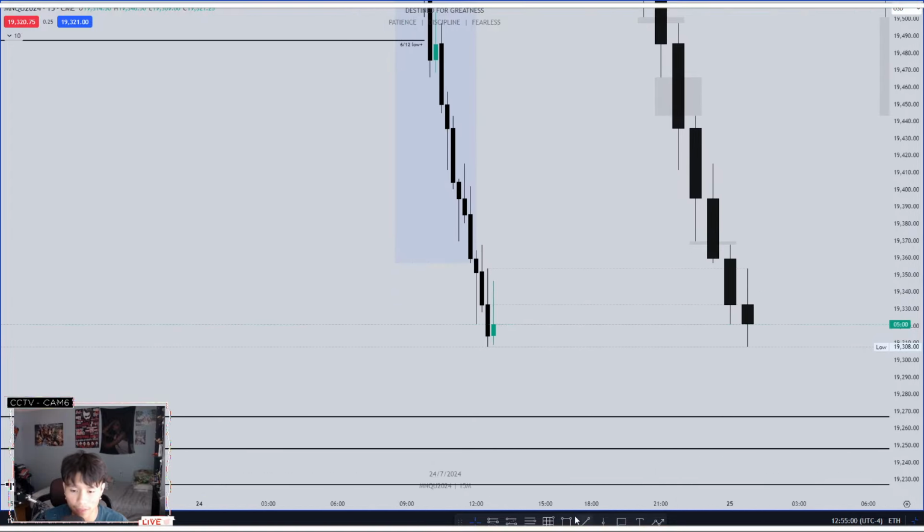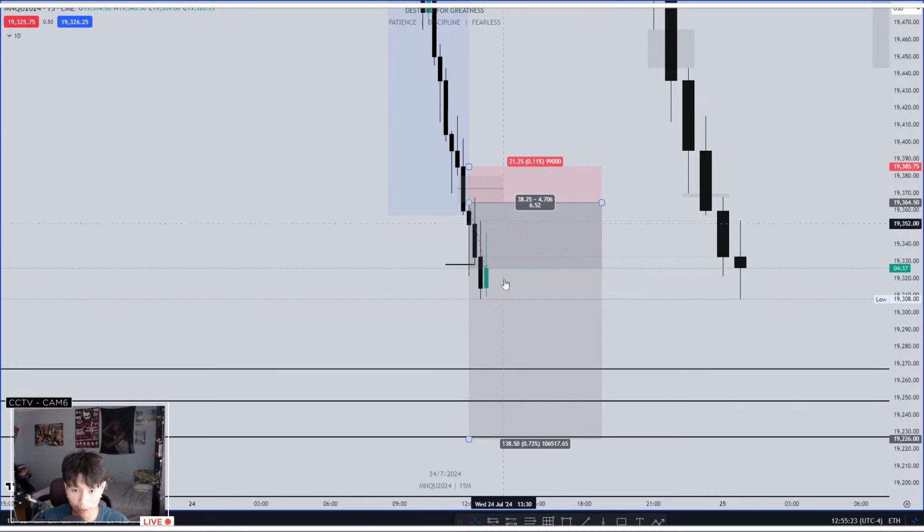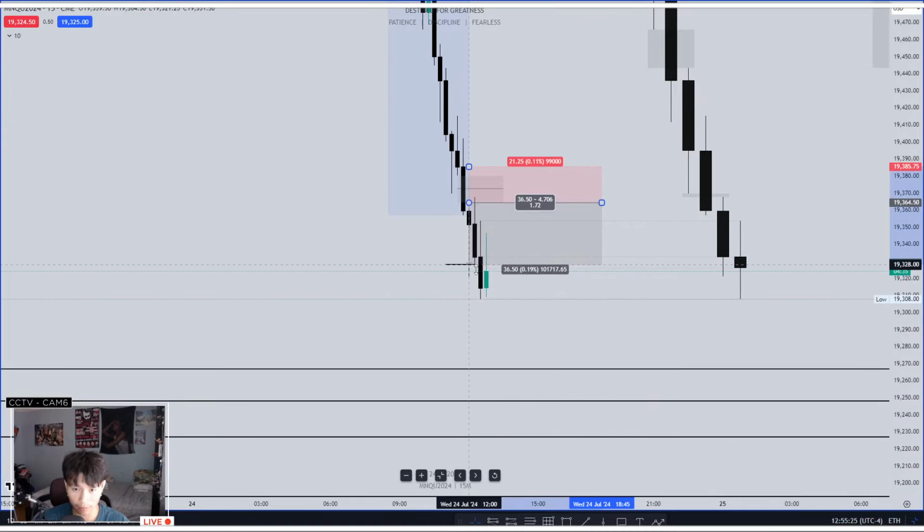On the 15-minute time frame, this is the candle I based my trade off of. This one right here. Notice how this line is basically that 15-minute low. Notice how we retraced into a 15-minute fair value gap, right? Like I said, I don't take my entry simply based off of that 15-minute fair value gap. That's not how I trade.